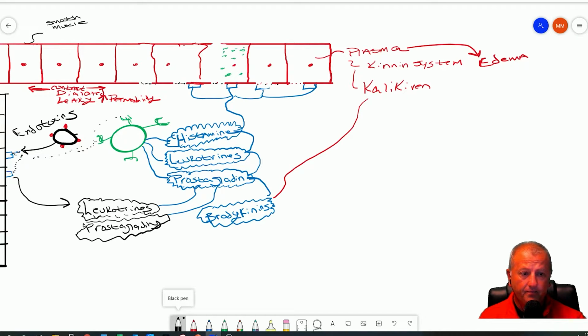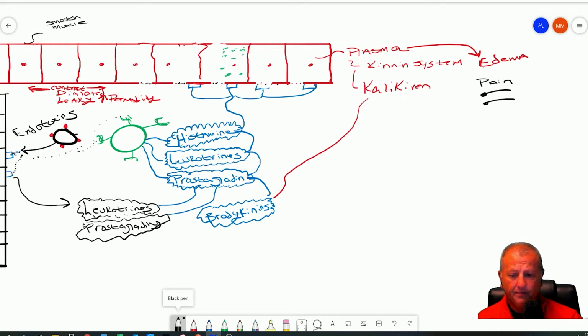Well, when we have edema, and that edema now is in the extracellular space. Okay. It's in the extracellular space. We have these receptors in that extracellular space, and they're pain receptors. So all that edema is being pushed down on these pain receptors, and we're going to have pain.